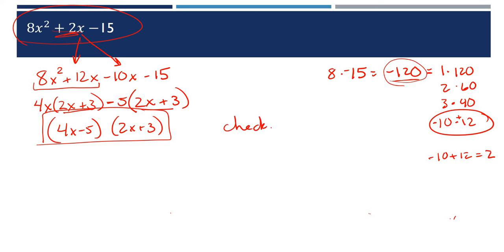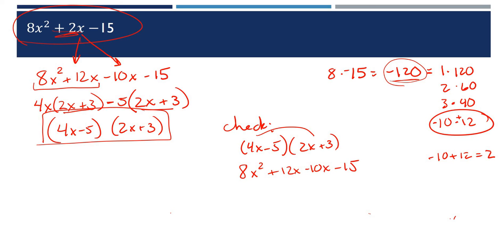Again, to check that, I'm going to multiply them back together and see if I end up where I started. So foiling: 8x squared plus 12x minus 10x minus 15. First, outside, inside, last. Grouping my middle two terms, I am in fact back to where I started. So my factoring looks good.